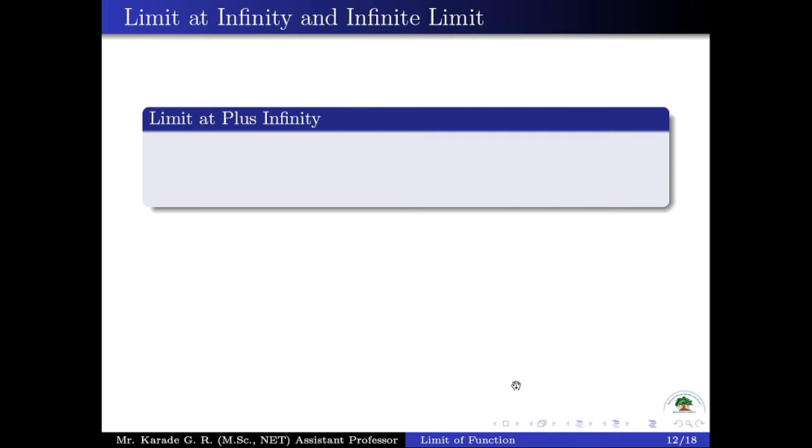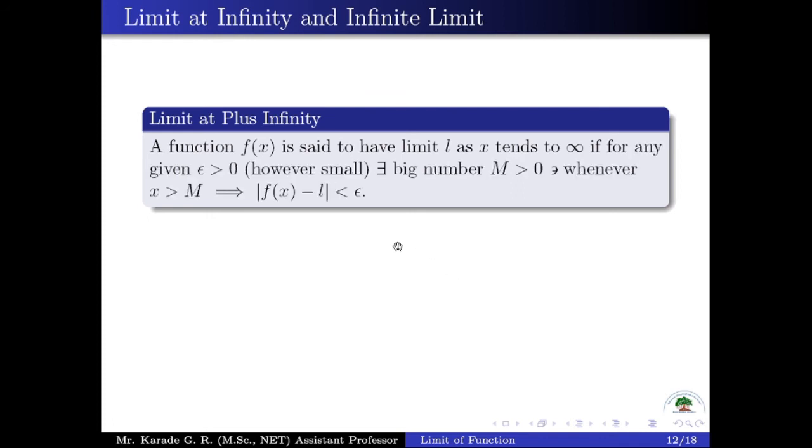Now we see the limit at infinity and infinite limit. Limit at plus infinity. A function f of x is said to have limit L as x tends to infinity if, given epsilon greater than 0, however small, there exists a big number m greater than 0, such that whenever x is greater than m, this implies mod of f of x minus L is less than epsilon.